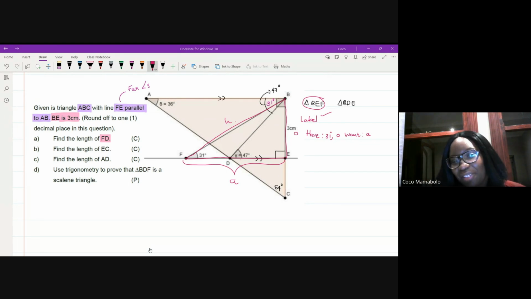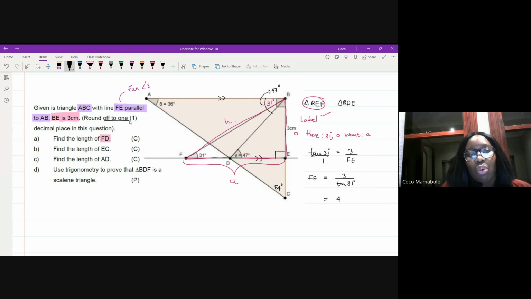Okay, all right, let's get to the answer that we're looking for here. I know that I'm going to use tan, so I'm going to start by saying that tan of 31 degrees is equal to the opposite, which is 3 centimeters, over the adjacent, which in this case is FE. If I cross multiply, I get that FE is equal to 3 over tan of 31 degrees, and that is equal to 4.99. But it says here that we should round off to 1 decimal place. If I round off 4.99, that's going to give me exactly 5 centimeters. Is everybody okay with that? Good. So FE is going to equal 5 centimeters.